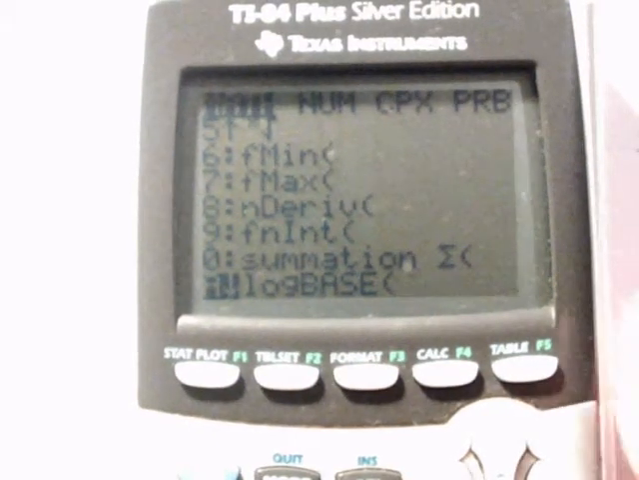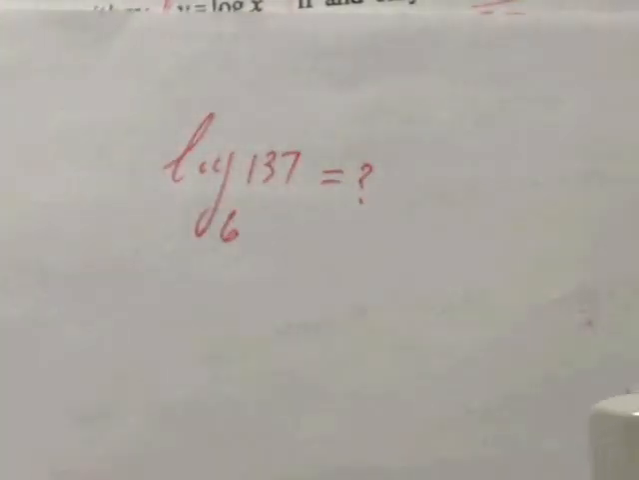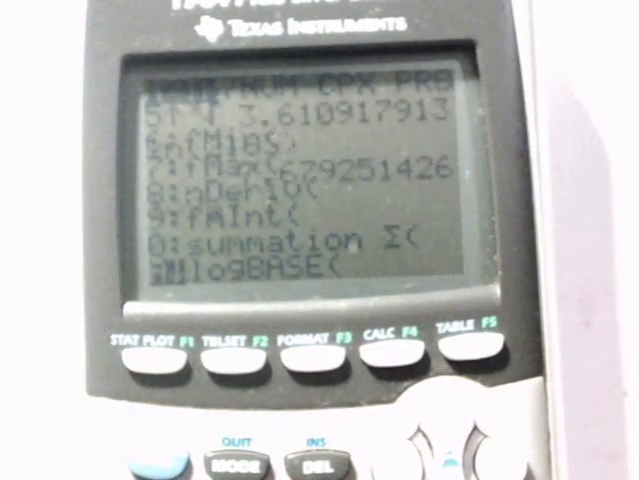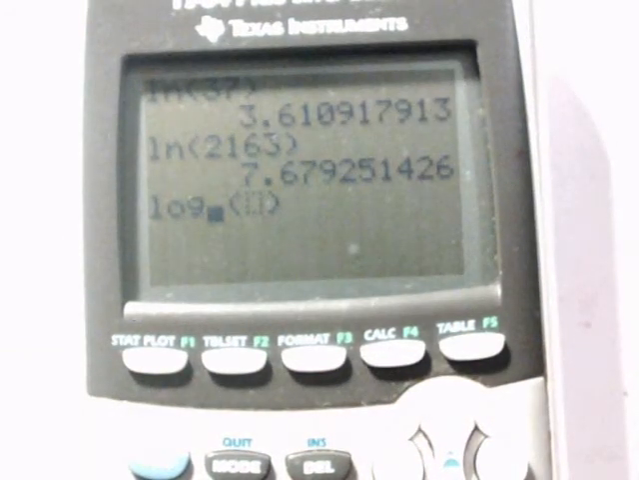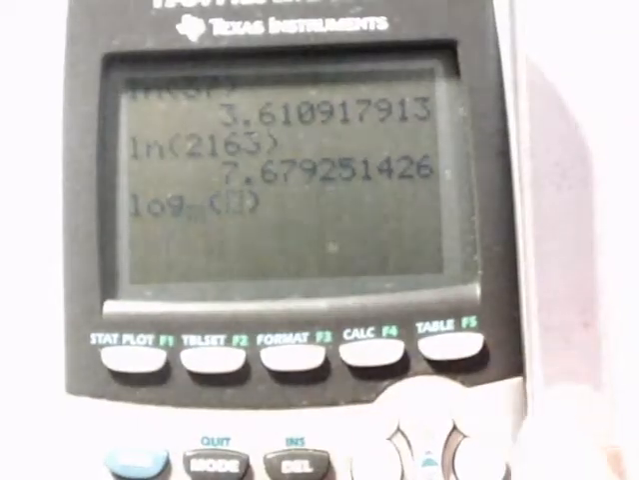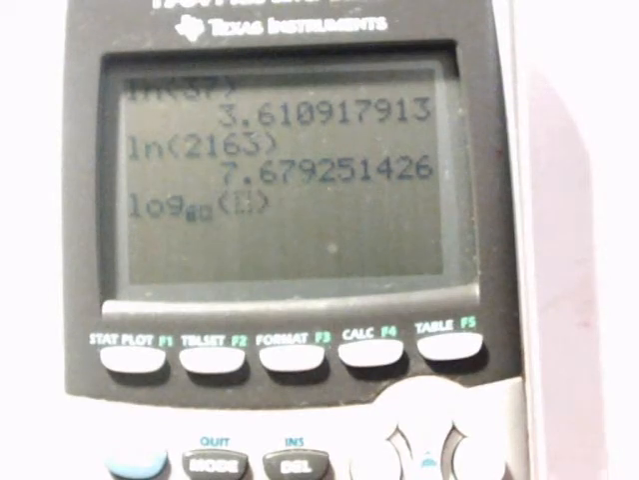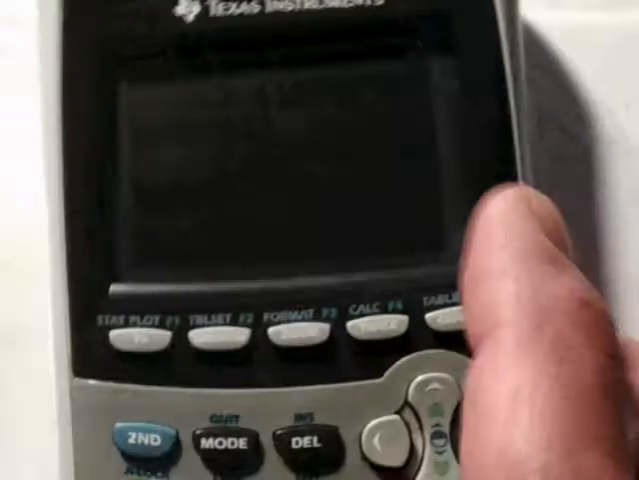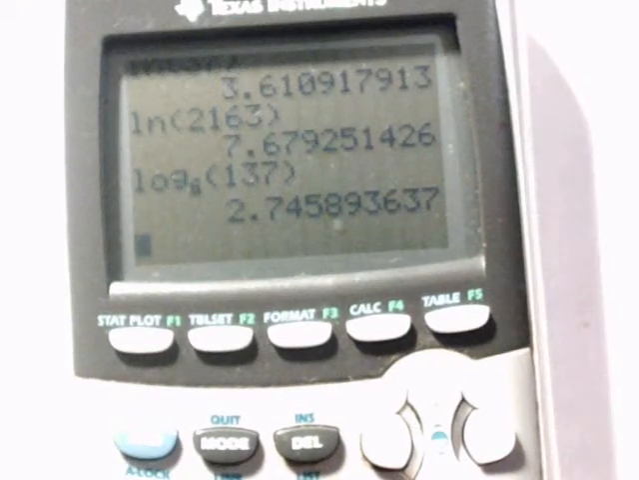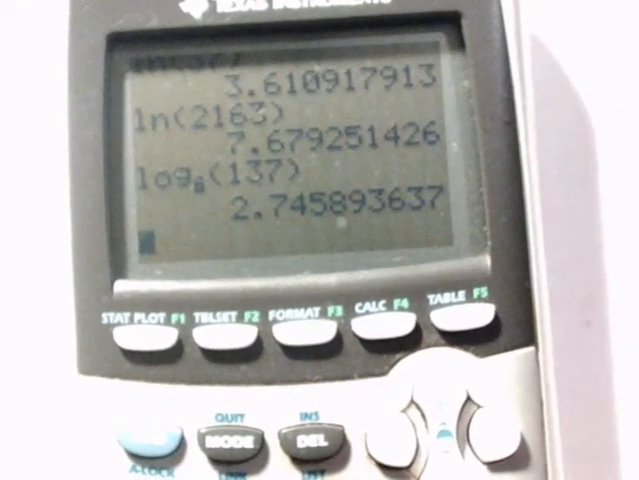So if I want to compute log 137 to base 6, how would I do it? I choose this, I say enter, you see, log base, and my base is 6, 137. Then I say enter. That's my answer: 2.745.